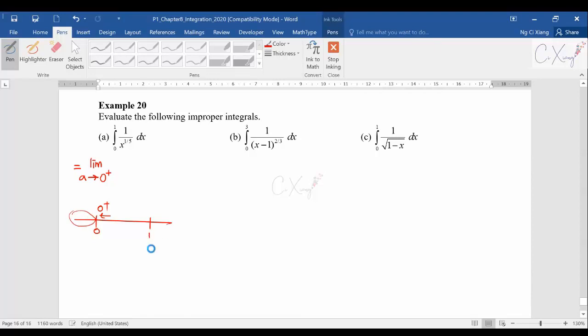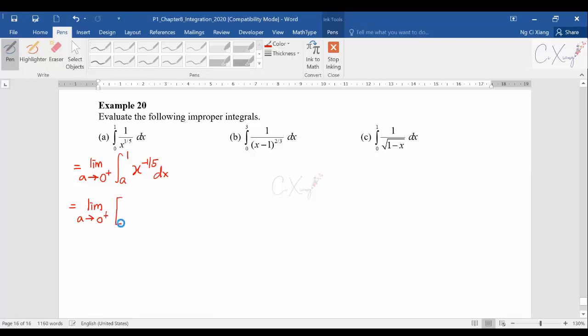Right now, it is from 0 until 1. Therefore, it is from 0 positive, 0 plus. Then for the next step, I will substitute A and also 1 into 1 over x power 1 over 5. If I rewrite it again, I will have x power negative 1 over 5. This is a special symbol that you need to write out for this improper integration. After that, you can start with your integration rules.